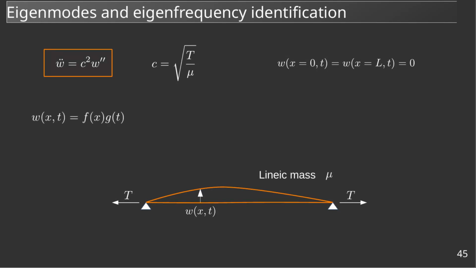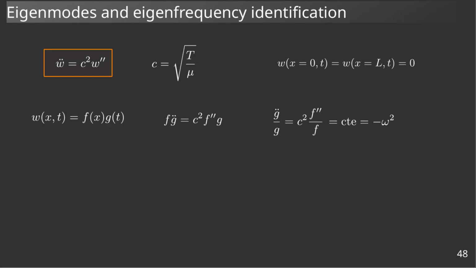We now look for separate variable solutions of the form f of x times g of t, and we introduce this solution into the equations of the problem. By putting all time-dependent terms on the left and space-dependent terms on the right, we show that they must necessarily be equal to a constant, which we call minus omega square. The solutions for g and f then take the form of a sum of a sine and a cosine.